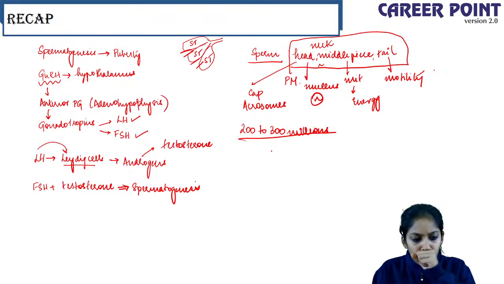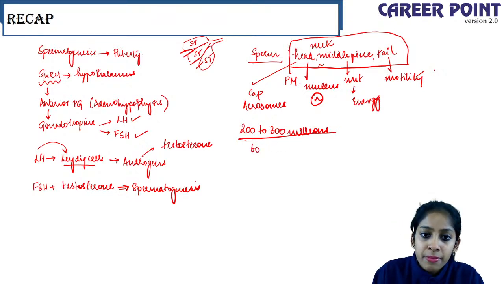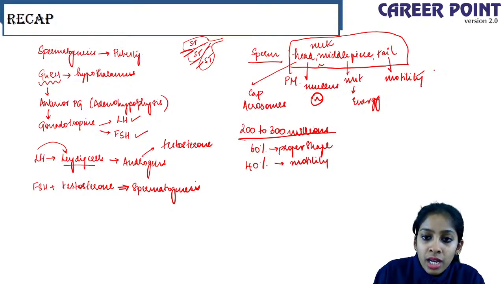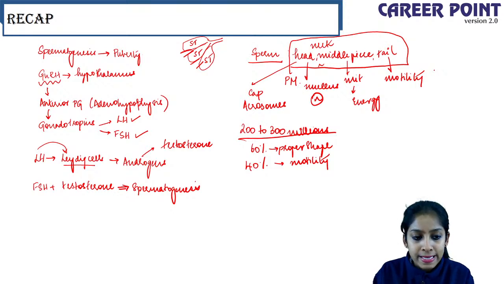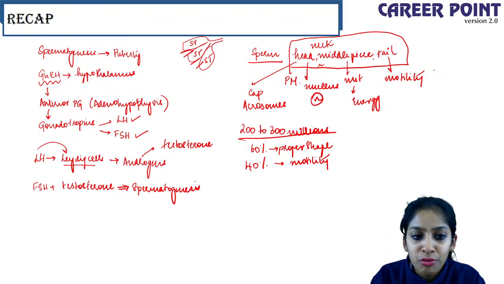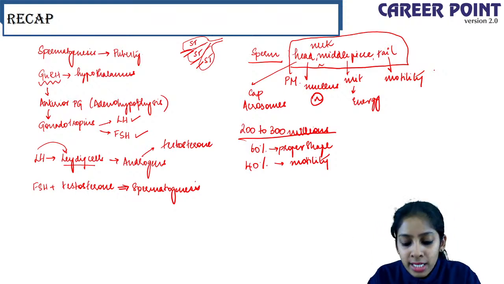Why? The answer is because 60% of the sperms are in proper shape. So among the 60%, only 40% are properly vigorous, or they show vigorous motility. So it is not that all the 200 to 300 million sperms are in proper shape and size. So it is produced in a large amount just to ensure there is no failure and the sperms can reach the female gamete. So with this we ended the previous lecture.